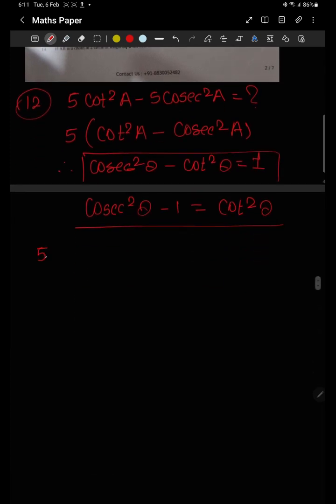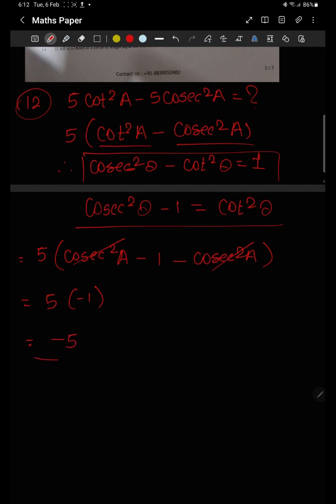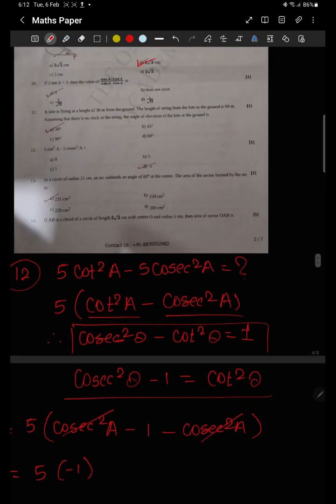So what will I get? Instead of cot square A, I am going to substitute cosec square A minus 1, minus this cosec square A. Okay, so 5 into, this is already positive and negative getting cancelled, I am getting minus 1. So 5 into minus 1, my answer is minus 5. So option number D is correct. Okay, so minus 5 is the answer.